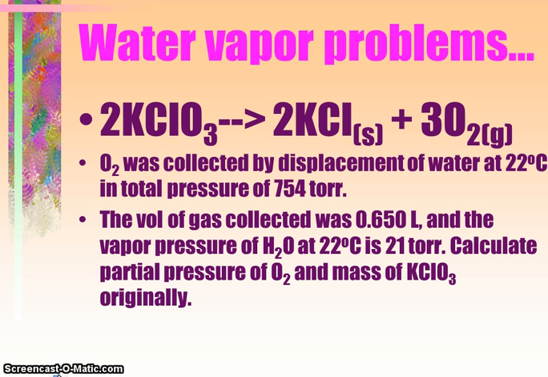It tells you that the water vapor pressure for water at 22 degrees Celsius is 21 torr. Now, it has to give you a temperature because water vapor pressure is temperature dependent. And you could actually look that value up on a table. It says calculate the partial pressure of oxygen gas, and then the mass of potassium chlorate originally decomposed. All right, so let's solve this problem.